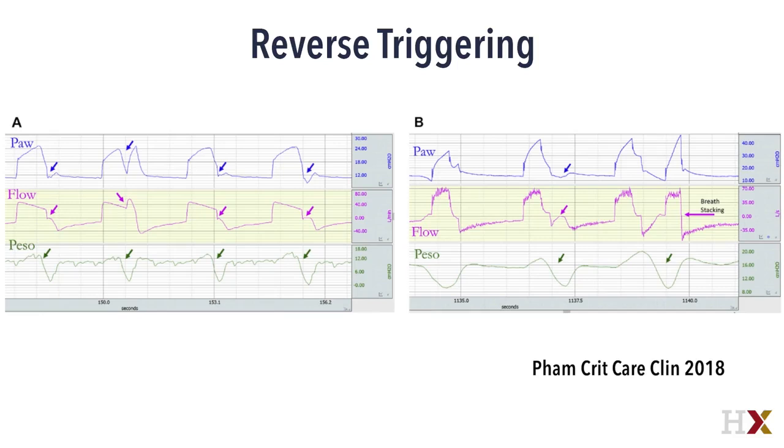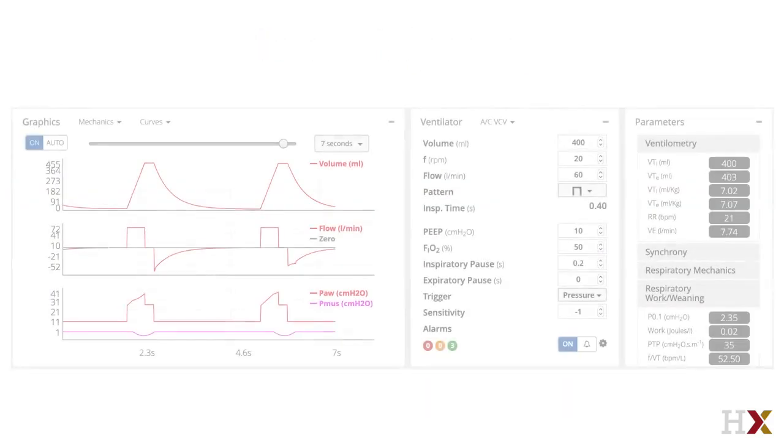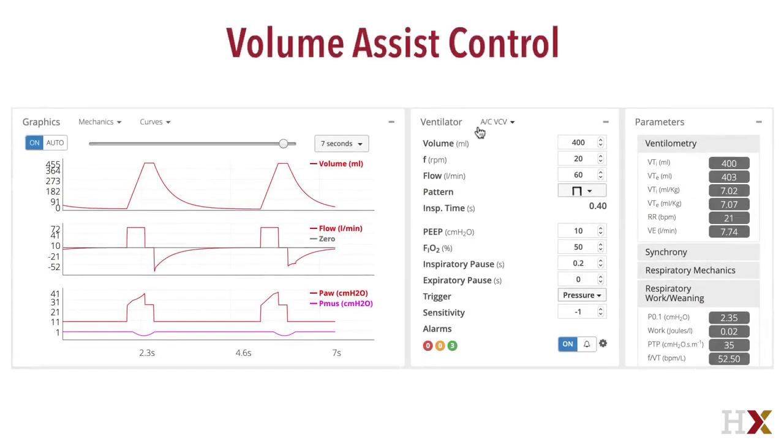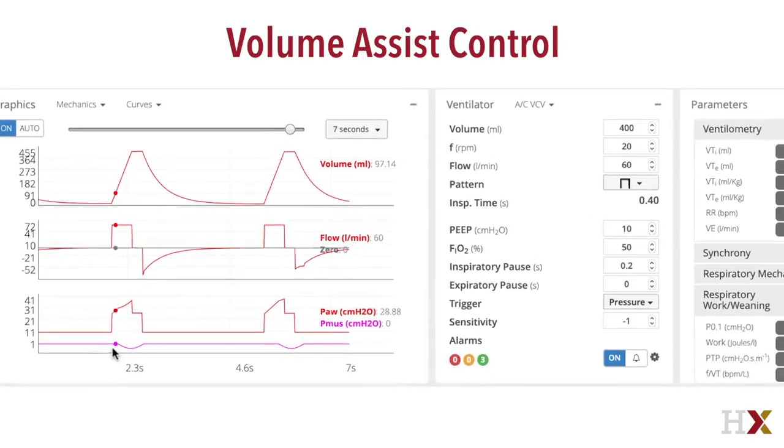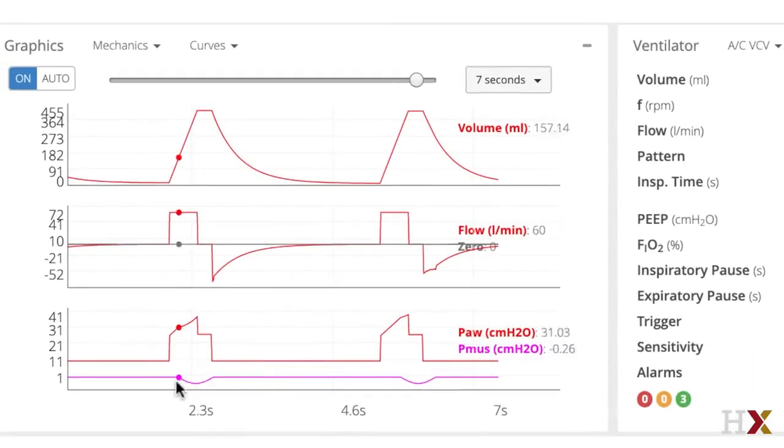Now let's demonstrate. The first thing to do is to see, is this reflex or just bad timing? If you look at this paused waveform graphic here, this is volume assist control. You can see the effort is represented by this pink line here. The machine delivers a breath, and the patient responds with an effort afterwards. In volume assist control, you're looking for changes in pressure. So you can see this scooping that occurs here, but not at the beginning of the breath. So this could be classified as a reverse trigger.